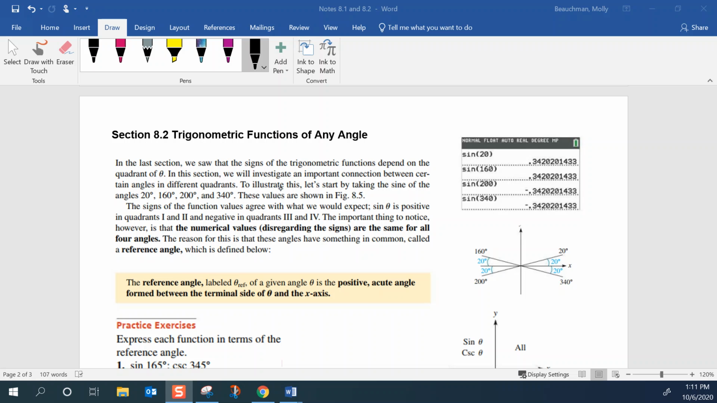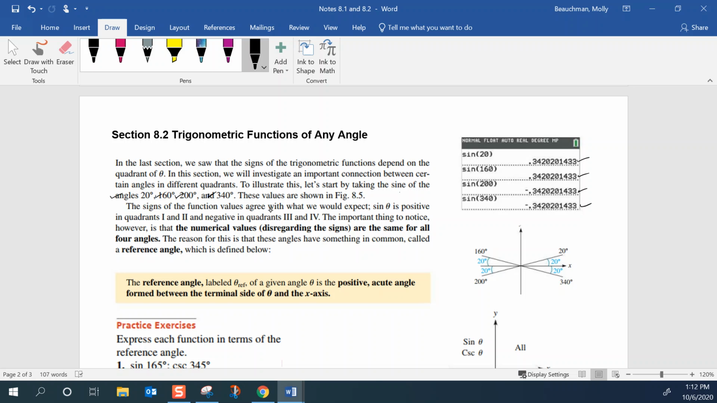So if you take a look at the sine of the angles 20 degrees, 160, 200, and 340, all of these, if we type them in the calculator, the trig ratios for each of these are the same, except they're negative when we take the sine of 200 and the sine of 340. So what we're going to take a look at is angles on the circle in terms of a reference angle.